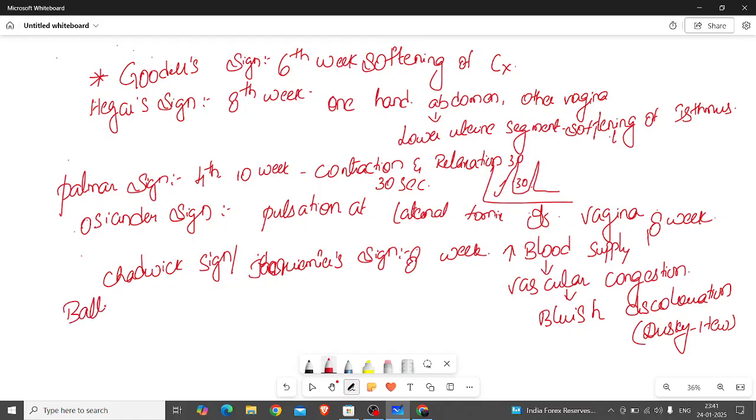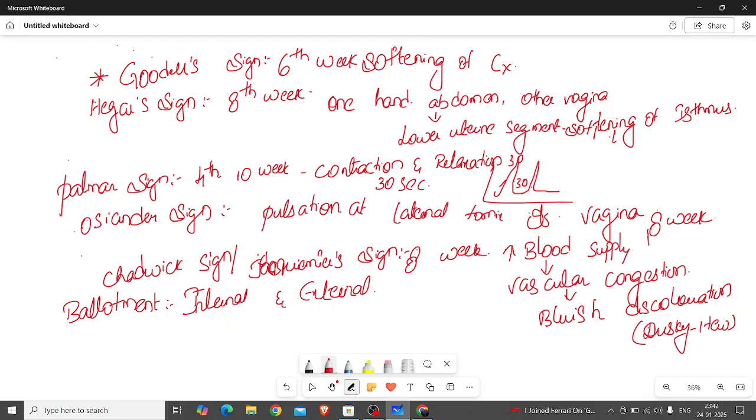Next sign, Ballottement. Ballottement is of two types, internal Ballottement and external Ballottement. What do you mean by internal Ballottement? Through the vagina, if we push the cervix at around 16 to 28 weeks, the fetus will move backward and it bounces to the front again to its normal position. That is internal Ballottement.